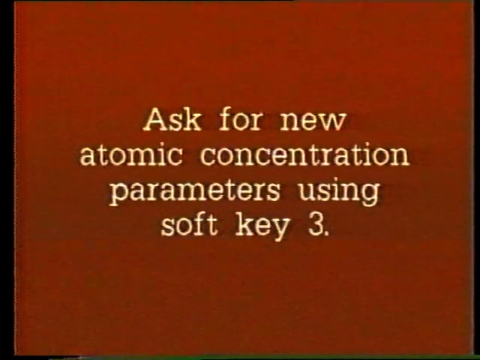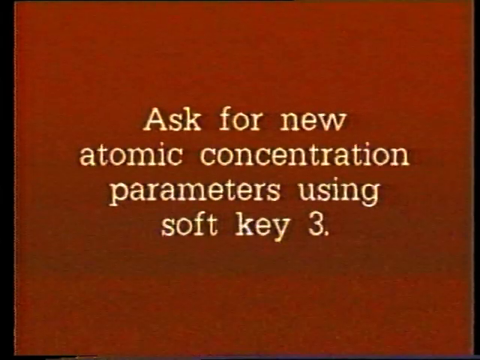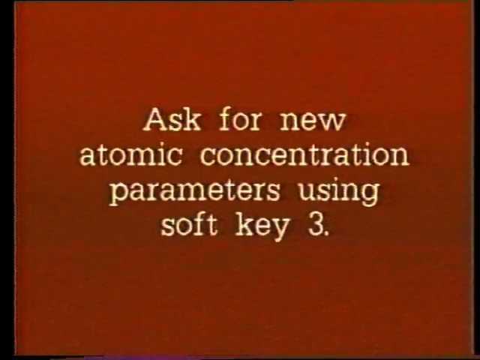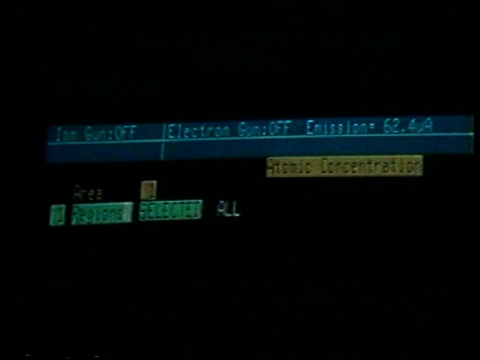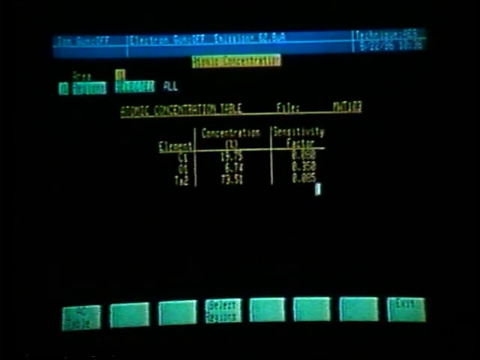And we can now ask for the new atomic concentration parameters, soft key number 3. We have a new menu that asks if we want the selected regions or all of the regions. We want the selected, meaning we will not include the nitrogen. And by pressing soft key number 1, we get the atomic concentration table without the nitrogen.